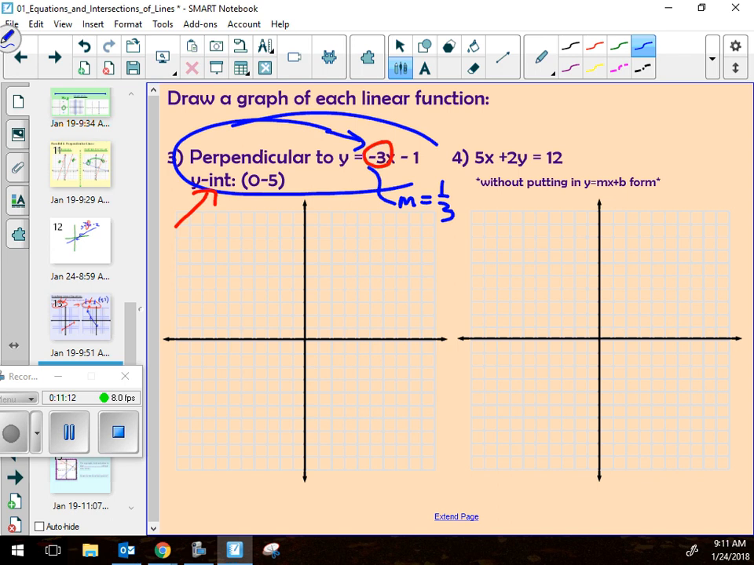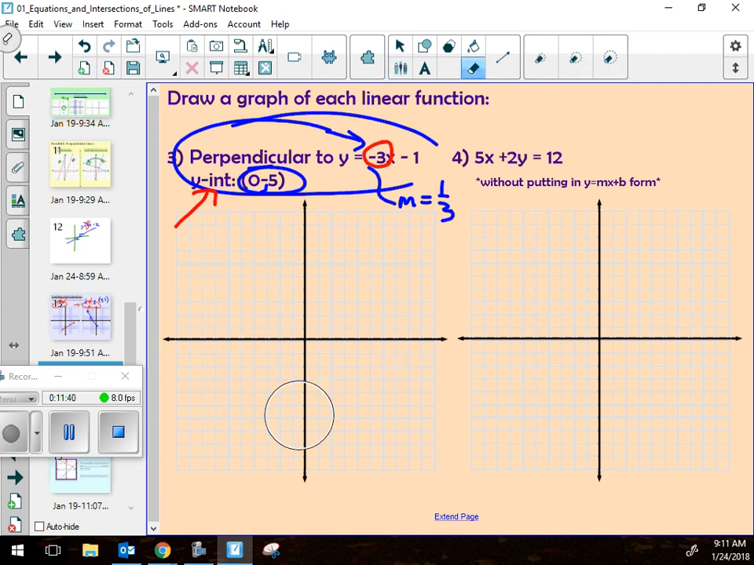Raise your hand if you had that part right. Okay, good. Then the other part is the y-intercept, which is (0, -5). 1, 2, 3, 4, 5. So it starts there. And how do I have a slope of 1/3? I rise 1 and I run 3. Rise 1, run 3. Up 1, over 3. All right, and then put a line through that. Cool. Okay, how about the other one?